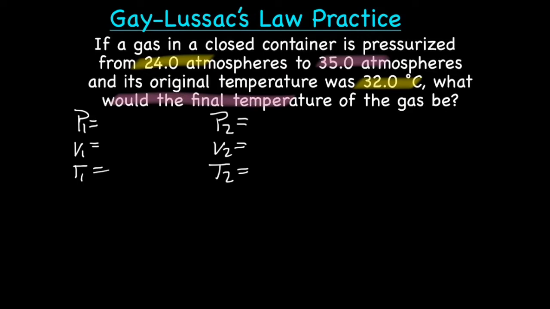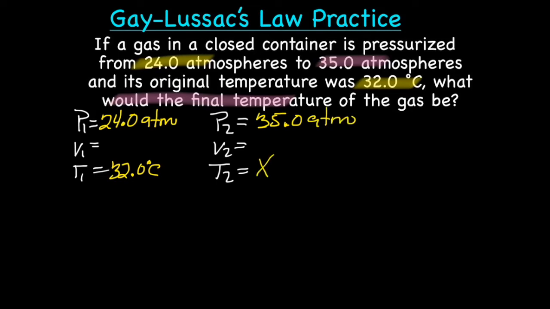All right, so now we know who's who. Let's fill this in. Our P1 is 24.0 atmospheres, which is atm. Our temperature 1 is 32 degrees Celsius. Our pressure 2 is 35 atmospheres, and we're trying to find our temperature 2. We need to change the temperature to Kelvin. We do that by adding 32 to 273, which gives us a Kelvin temperature of 305.